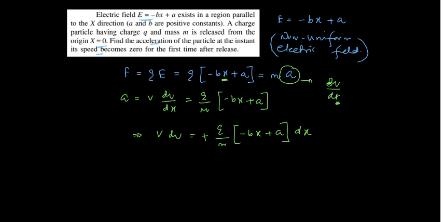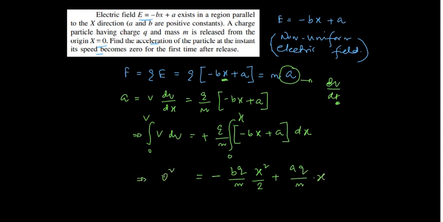I will integrate the result from 0 to v as it is starting from origin, and this is 0 to x simply. So if I do, what is the result I am getting? That is very interesting. We will get minus of bq by m, integration of x dx will give you x square by 2, plus this, we are getting aq by m into x. This is equal to v square by 2.